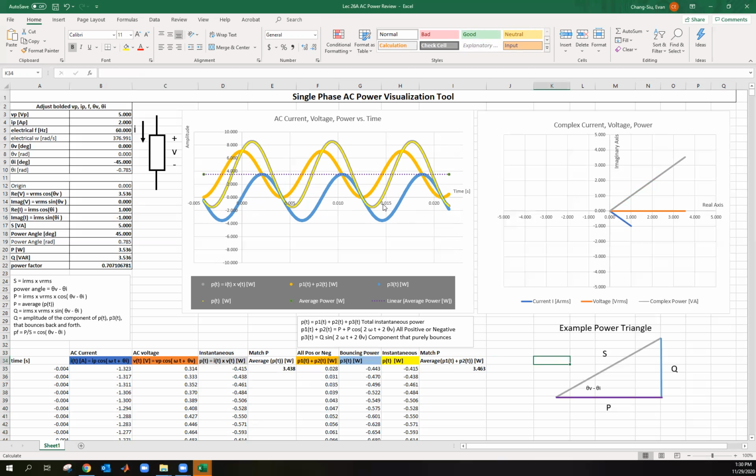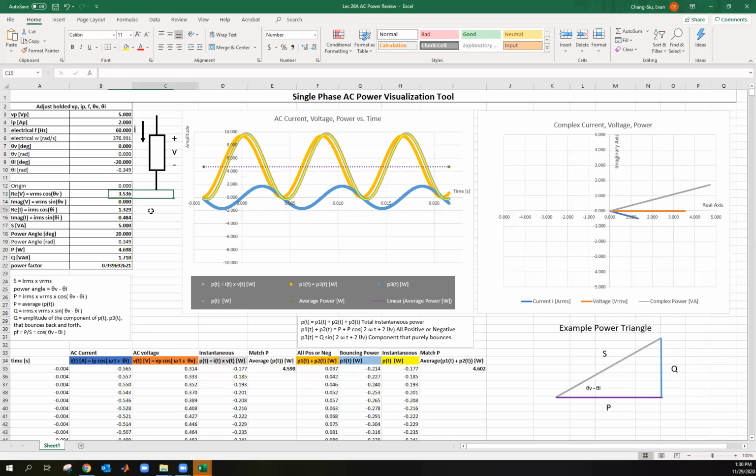Now notice something. The blue line oscillates back and forth. The amplitude of this component of the instantaneous power is Q, the reactive power, 3.536 in this case. And you can kind of see on the chart, it's 3.56. Notice this, if I move this around, let's say I made this minus 20 degrees for the current. Notice we get something that's a little bit more in phase.